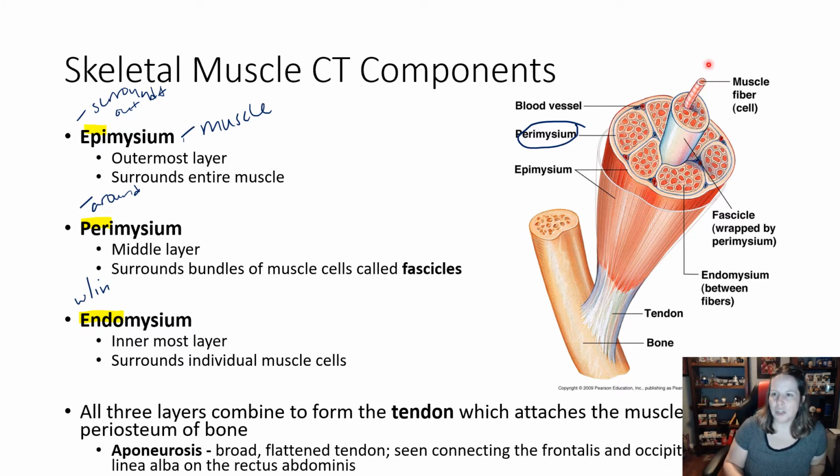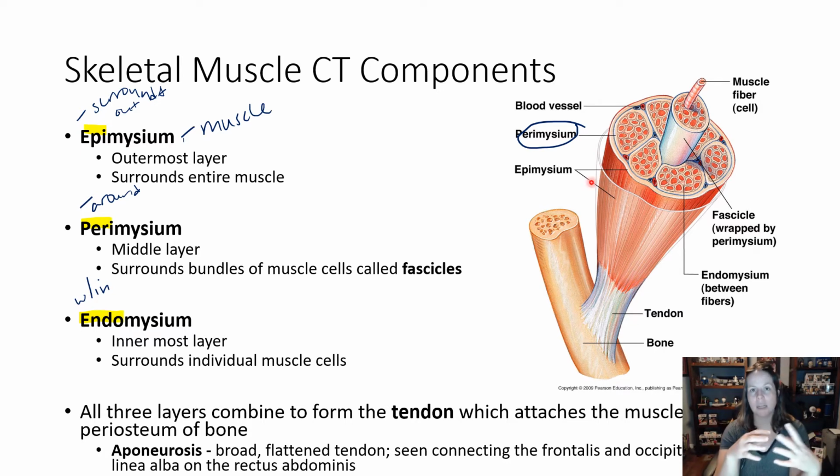And wrapping each individual muscle cell or muscle fiber or myocyte is a layer called the endomysium. And all three of these layers of connective tissue are all going to fuse at either end of the muscle where it attaches at the bone with something we call a tendon.